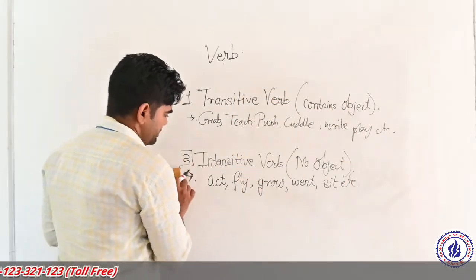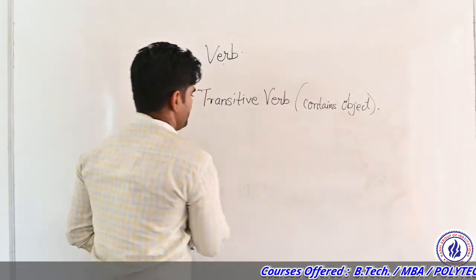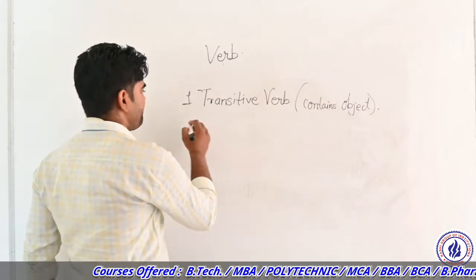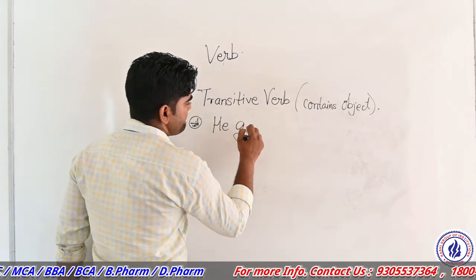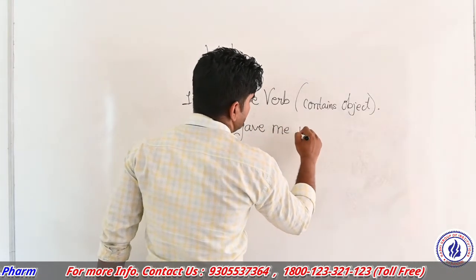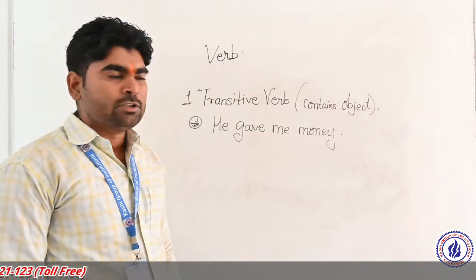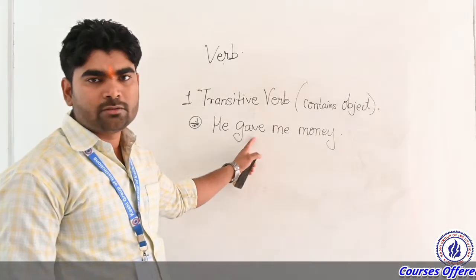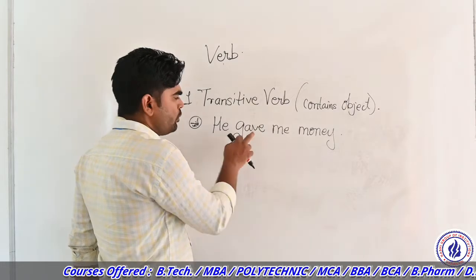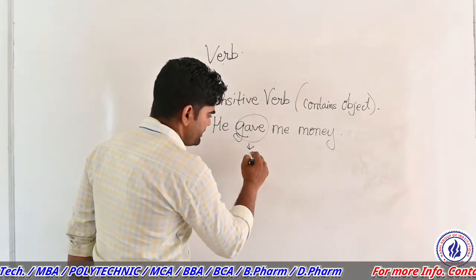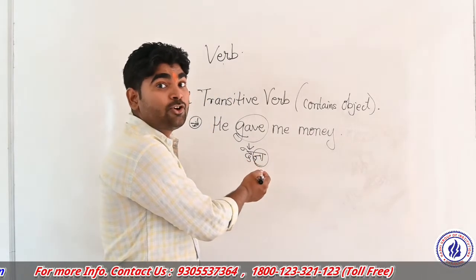Now pay attention. The first example is: He gave me money. Now you have to first of all identify the object. Is the object present in this sentence or not? You have to first identify that. So give means what? Did you remember? Yes, this is your main verb.